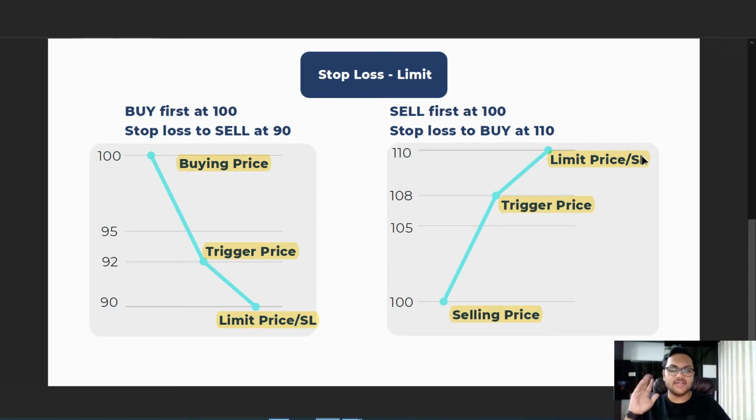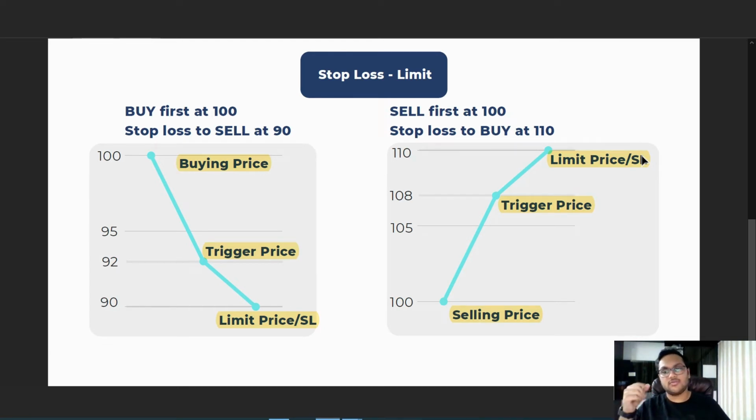So at 92, it's kind of an alert for the system, and it's an alert for you as well. If you want to change the price, let's say you don't want to sell it at 90 and you want to change it to 85, you can modify your order. You can even modify it before the trigger price hits, but why I specifically mention this here is that it's a kind of an alert, right?